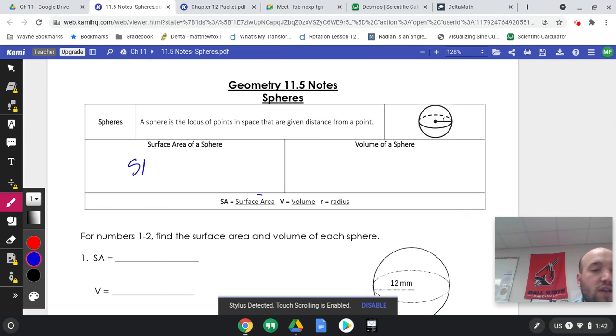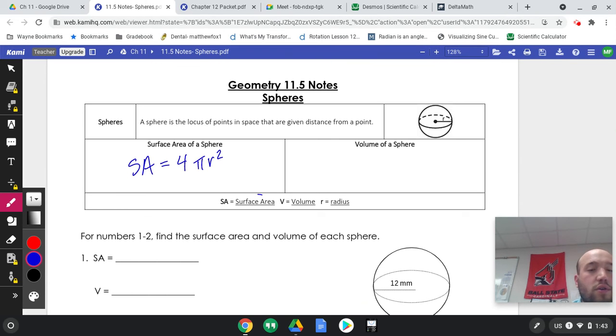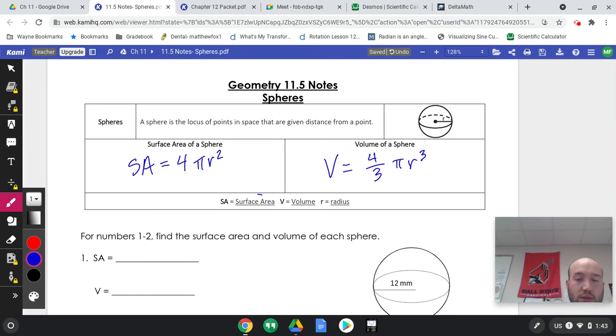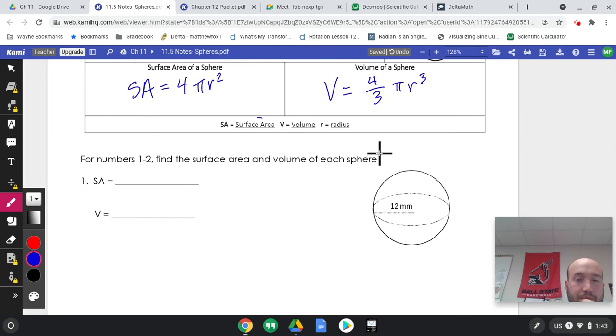But our surface area is going to be 4 times pi r squared, where r is the radius. Meanwhile, our volume is going to be 4 over 3 times pi r cubed. Okay, it's 3-dimensional, it'll be cubed. So to find this, our first shape, all we got to do is 4 times pi times r, which is 12 squared. Meanwhile, the volume will be 4/3 times pi times 12 cubed.